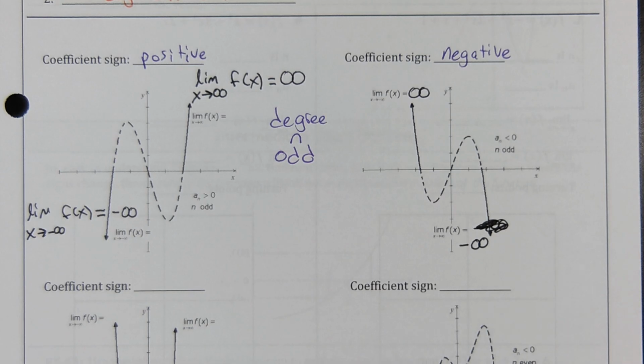So before I go to the even degree polynomials, would you like to ask me any questions about leading coefficients, degree of the polynomial, end behavior, limit notation, any of that?